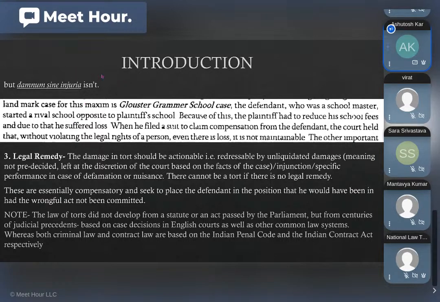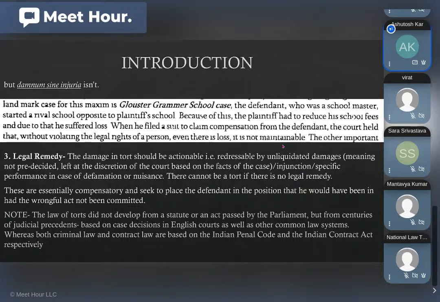So when he filed a suit to claim compensation from the defendant, the court held that without violating the legal rights of a person, even when there is a loss, it is not maintainable. The suit is not maintainable. Why? Because even though यहाँ पे तुम्हारे लिए कोई damage हुआ है, you have been facing some kind of an injury, right? But still, you are facing some kind of damage, but there is no injury.